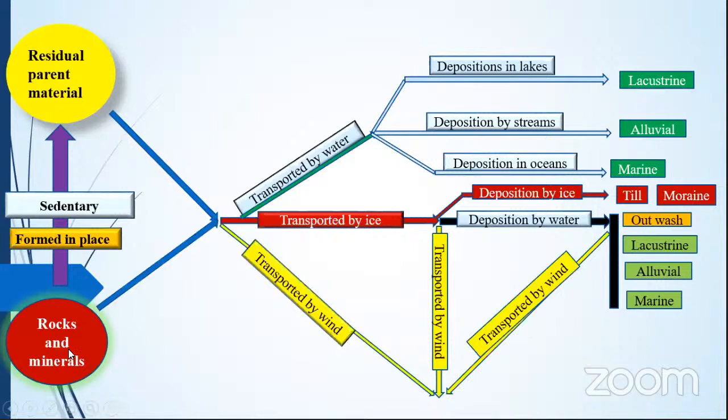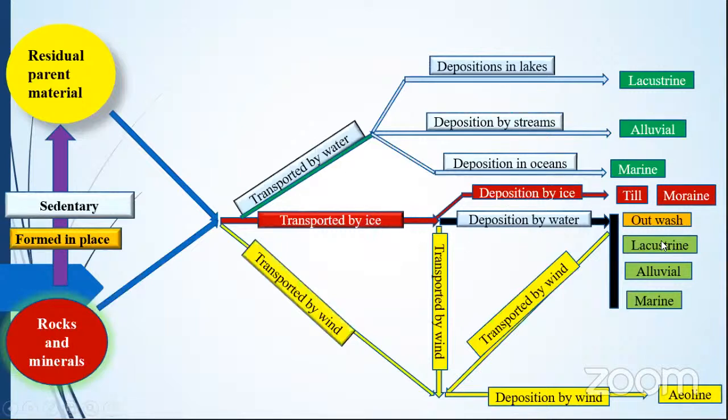Directly, some residual and parent material will also be blown out by the wind. So what should we call those types of materials? These are the materials deposited by the wind, and we call them aeolian. These are the important things we have to remember, students. Deposited by water, there are three different types, and deposited by ice, till and moraine are important.